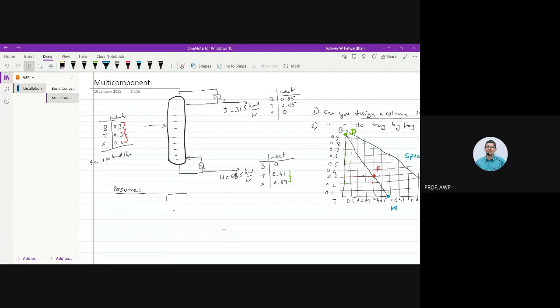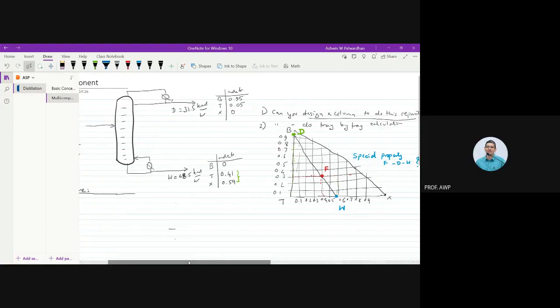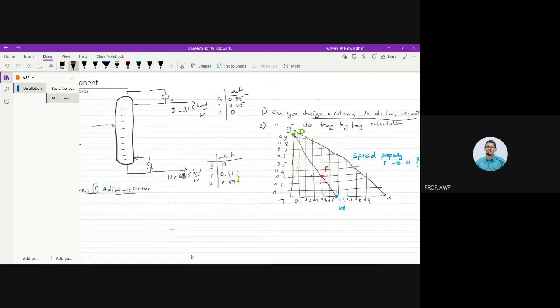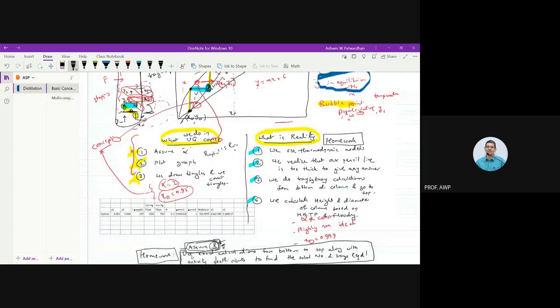Adiabatic column. Why is that? Well, anyway, we have been assuming adiabatic column. We have not been doing enthalpy balance. Even in this particular problem, we did not do enthalpy balance, so it is assumed that it was adiabatic. Look at this problem. What is it that you were doing? And can you extend it to this now?